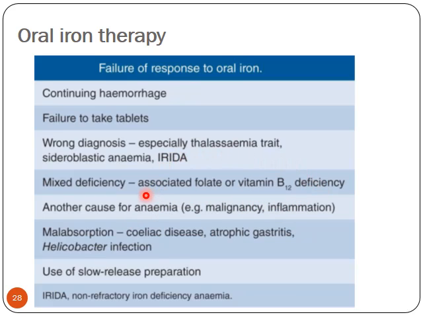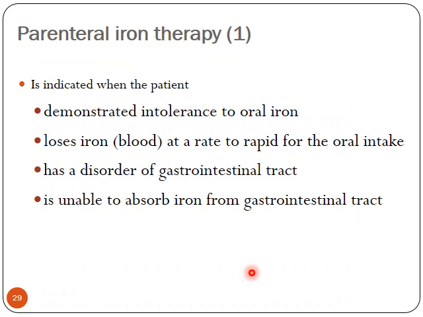and folic acid. Another cause of anemia is associated with the iron loss, like malignancy or inflammation. Malabsorption, having a celiac disease or atrophic gastritis or even a helicobacter infection. Use of slow release preparation and abnormal preparation.